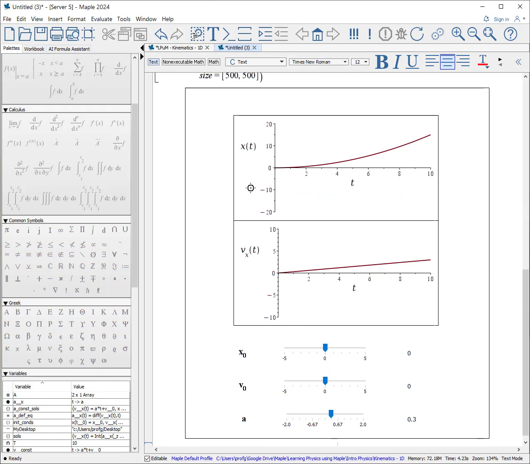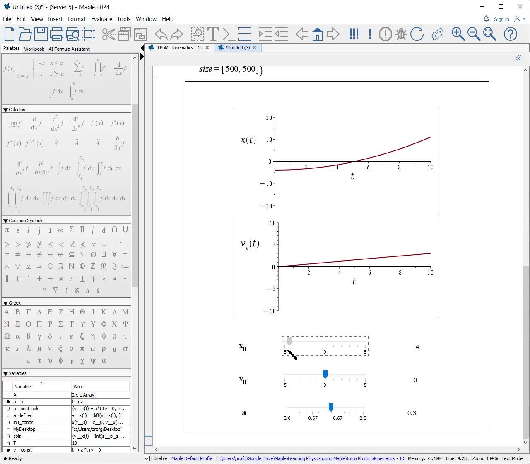Here is position, how it changes as a function of time, and the object's velocity as a function of time. As we change the initial position, we notice it has no effect on the velocity. If we change the initial velocity, we can see that it has an effect on both the velocity and the position. We started with a positive acceleration.